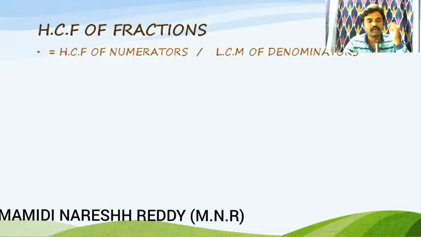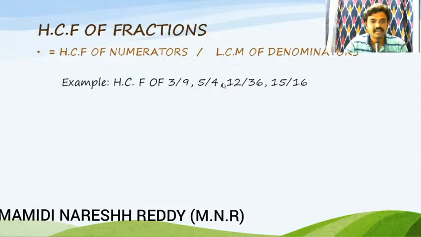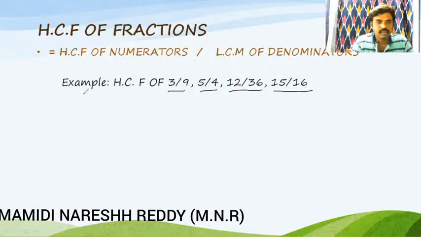Let's see how we can find it. Take one example and let me explain. Example: H.C.F of 3 by 5 and 5 by 4 and 12 by 36 and 15 by 16. Let's see how we can apply this formula to find the H.C.F of these 4 fractions. So the given fractions are 3 by 5 and 5 by 4 and 12 by 36 and 15 by 16. Now I'm applying the formula.